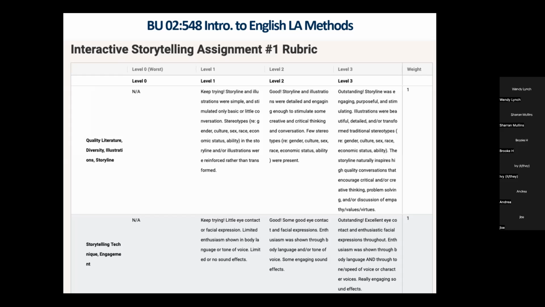Oh, that's what it's supposed to look like. Yeah, I like the whole peer evaluation right from the start. And then this just made it really a lot easier.